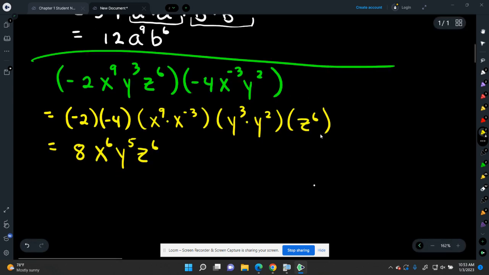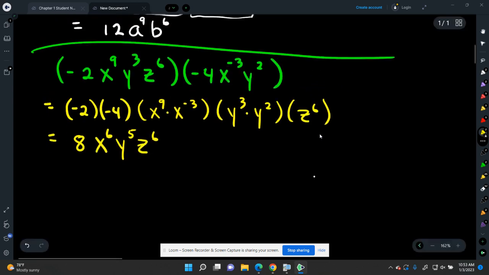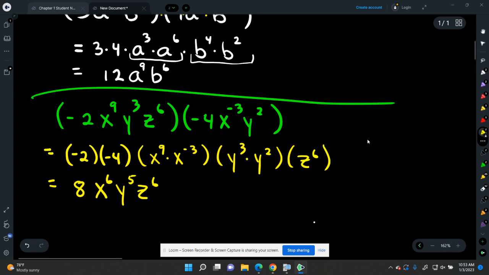Okay. Let's look at, yes, sir. We got the 6 from first. 9 plus -3 gives me 6. Right? We add the exponents. Okay? Everybody should have this copied down, have these examples in your notebook, because come May, you will not remember.